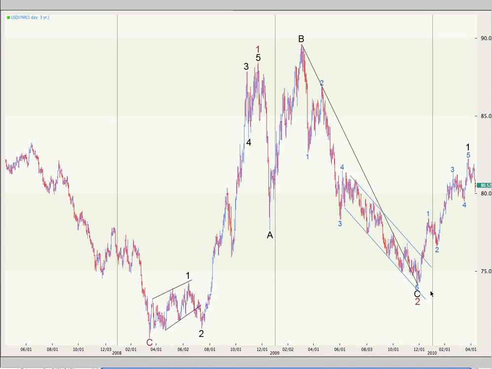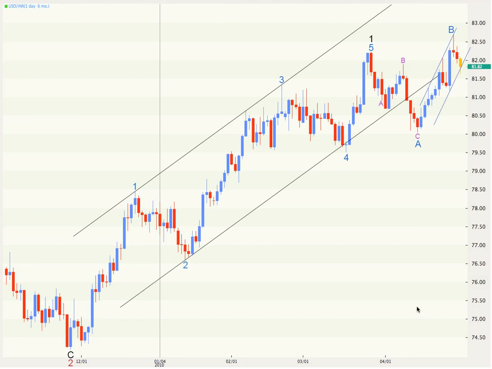Taking you now to a regular daily chart, where this maroon 2 is down here, and here are our recent dollar rises with the minor or blue 1, 2, 3, 4, 5 to end intermediate wave 1, followed by an expanded flat correction A, B, and now we're just starting to work on wave C down to the downside to end intermediate wave 2.